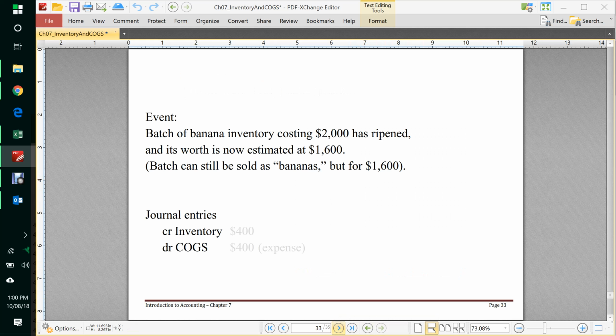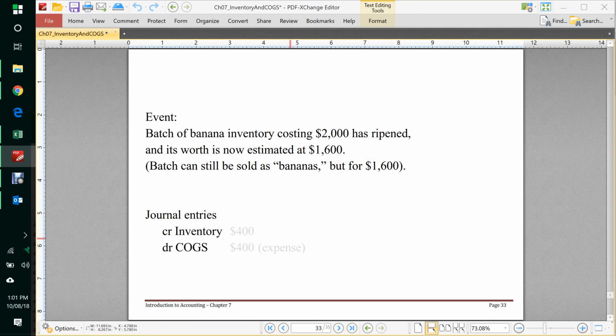Okay, so let's consider something like a supermarket where we have a batch of banana inventory costing 2,000. It's ripened, but it's still saleable. Can still sell it, okay, but for less than what they paid for it. So they're ripe. They maybe have little brown spots. They're not great, but they can still get people to buy them.